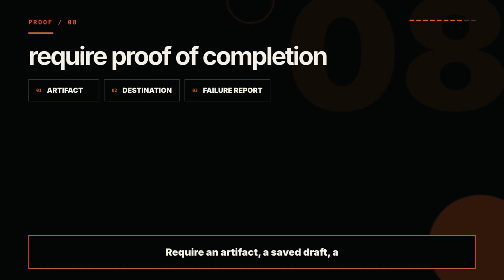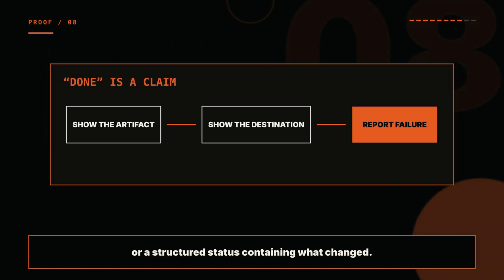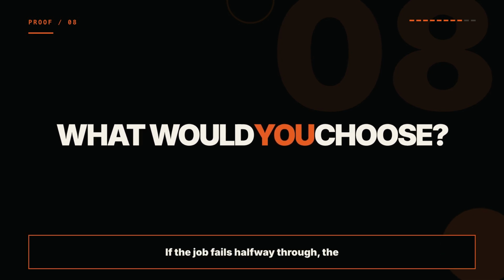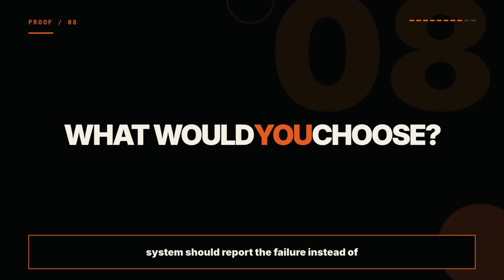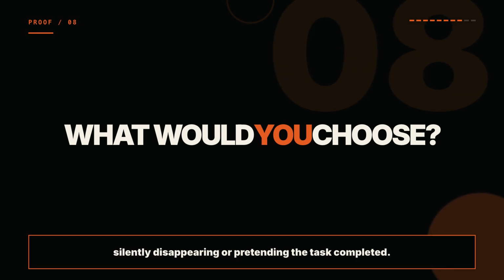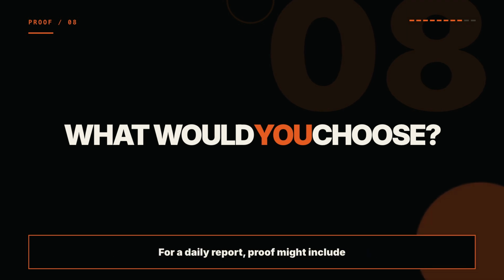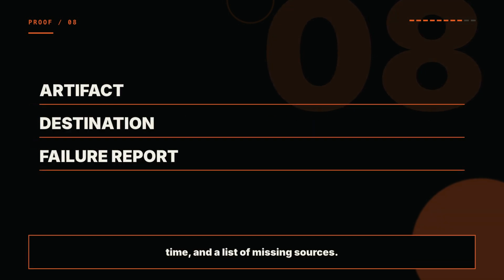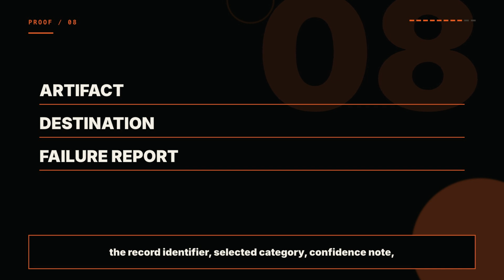Require an artifact, a saved draft, a report, a record identifier, a file path, or a structured status containing what changed. The delivery path should be explicit. Who receives the output? Where does it appear? How do they know it is ready? If the job fails halfway through, the system should report the failure instead of silently disappearing or pretending the task completed. For a daily report, proof might include the saved file path, source count, generation time, and a list of missing sources. For a routing task, proof might include the record identifier, selected category, confidence note, and escalation status.